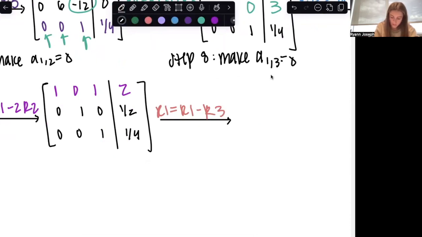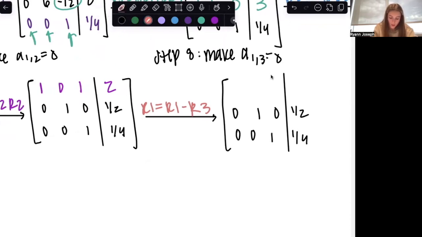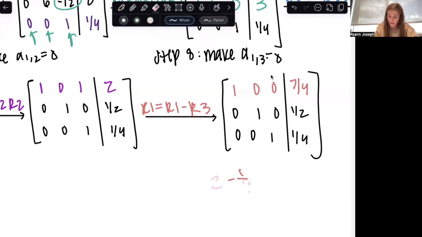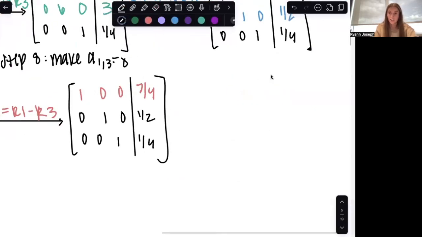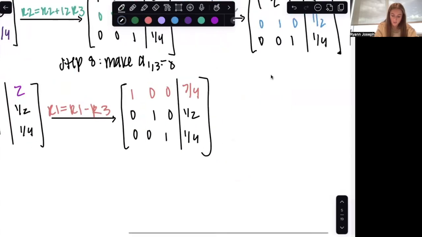All right. Again, row 1 is changing, rows 2 and 3 aren't. Let's write them first. All right. Row 1 minus row 3: 1. 0 minus 0, 0. 1 minus 1, 0. Then I've got 2 minus 1/4. That's 8/4 minus 1/4, which is 7/4. And that's our solution. This is the reduced row echelon form of A augmented with B. So, yay, we did it.